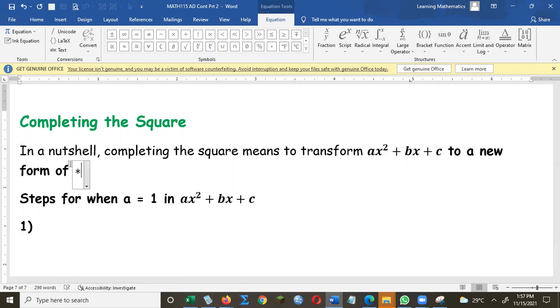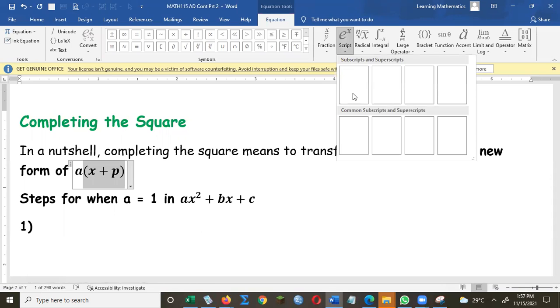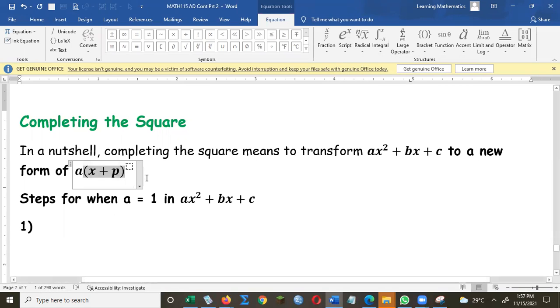Open bracket. Well, a remains a. A will be outside of the bracket. x plus p, close bracket. Now, certain books use p, certain books use h, so you can use any letter there. Let's just use p. x plus p all squared. We just highlight the square in there. All squared, plus q.